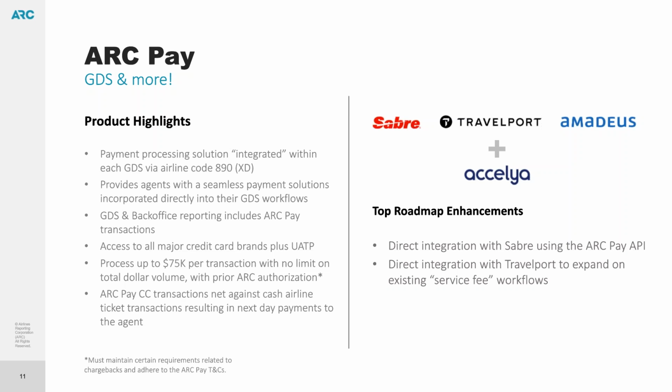And again, the one major benefit is if you owe the airline cash and you're using ArcPay, we net that directly in our systems and pay you the difference. So if we owe you $100, but you owe the airline $100, ARC can pay the airline directly on your behalf. And again, that's available in Sabre, Travelport, Amadeus, and for any of you who are using Acelia for any of your NDC content, ArcPay is now available through Acelia as well.